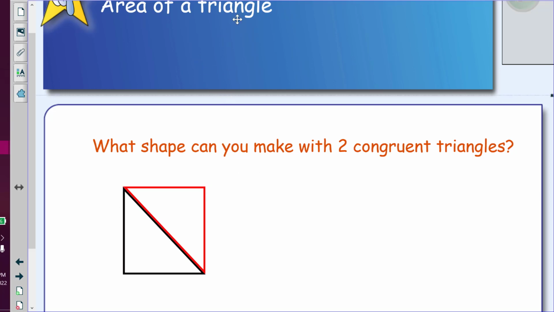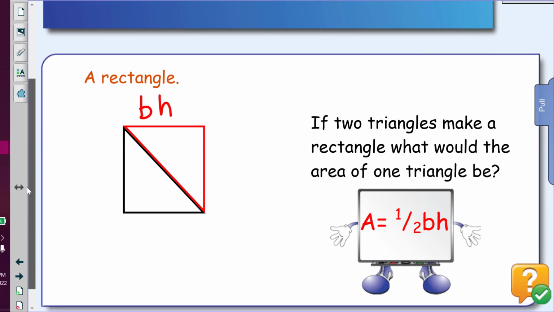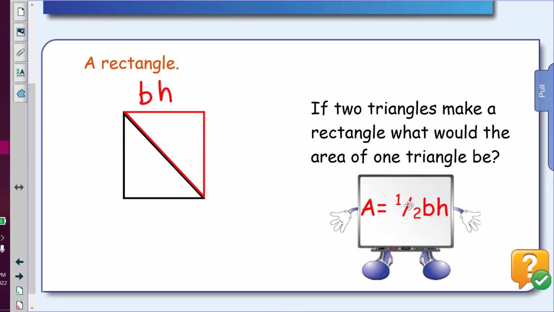Correct? We know that the area of a rectangle is base times height, correct? However, a triangle would only be half of that. So the area of a triangle is 1/2 times the base times the height.